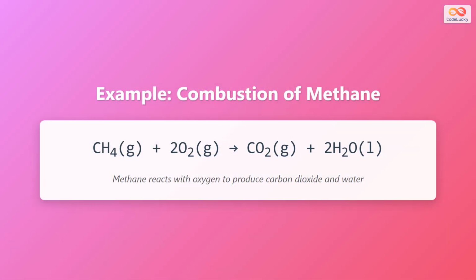Let's look at a real example. When methane gas reacts with oxygen gas, it produces carbon dioxide gas and water in liquid form. Notice how we include the coefficients and state symbols. The number 2 before oxygen tells us we need 2 molecules of oxygen. The number 2 before water tells us we produce 2 molecules of water. This complete equation gives us a clear picture of the combustion reaction that occurs when natural gas burns.